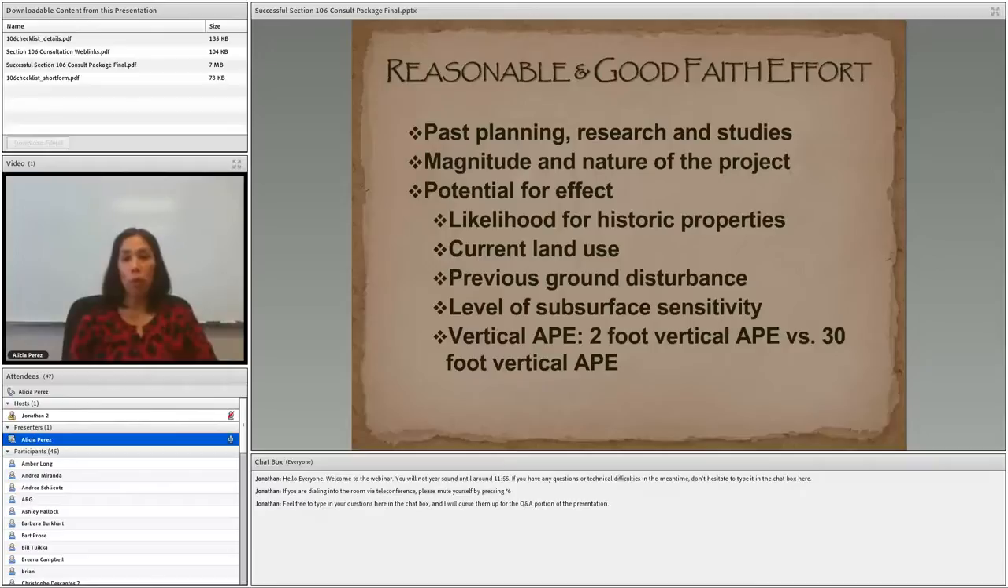Previous ground disturbance, so perhaps it's a built environment with ground disturbing activities 2 feet below the surface, and your vertical APE, does it go beyond 2 feet? So perhaps you don't have to do a subsurface sensitivity analysis. And of course, again, your vertical APE, a 2-foot vertical APE versus a 30-foot vertical APE, is a huge difference. So your level of effort is definitely going to be different for 2 feet versus 30 feet.